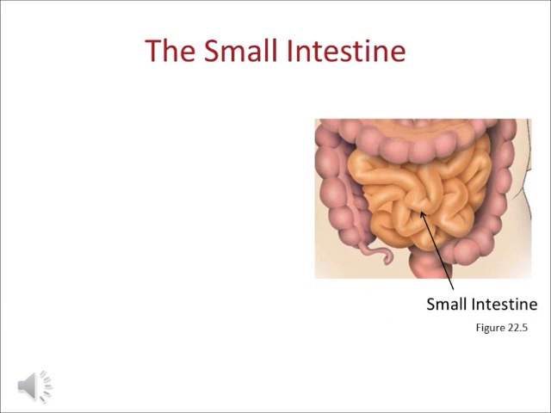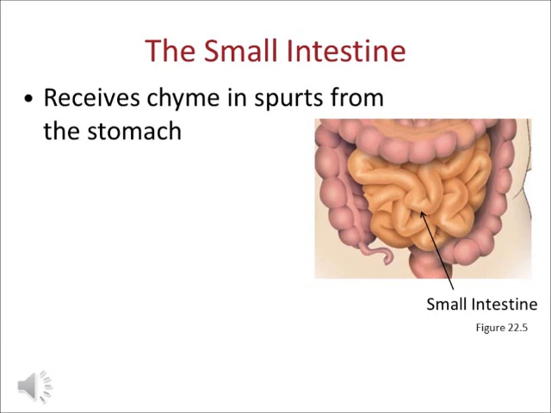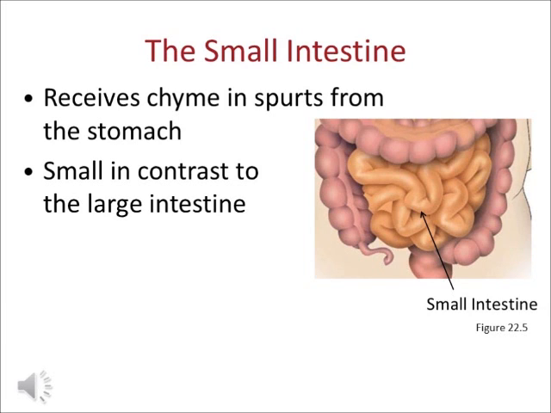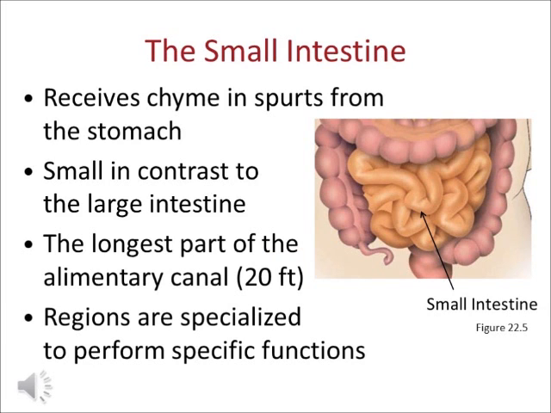Okay, so let's move on to the next part of the alimentary canal. So the product of the stomach is acid chyme. Chyme is released from the stomach in small spurts into the next compartment of the alimentary canal, which is the small intestine. Figure 22.5 here is pointing to this very long, narrow tube, which is surrounded by the large intestine. You can see the difference in size between the large and the small intestine, which explains why we call them large and small. The small intestine is smaller in diameter than the large intestine.